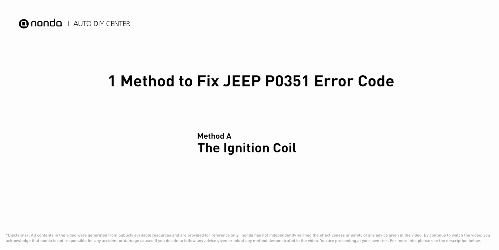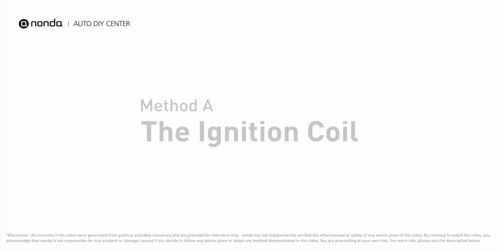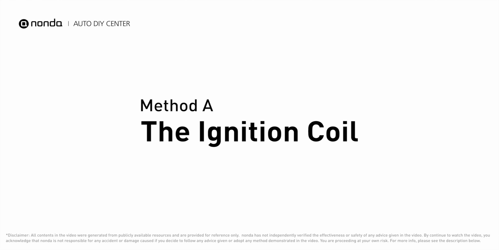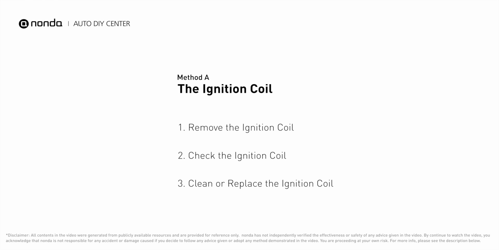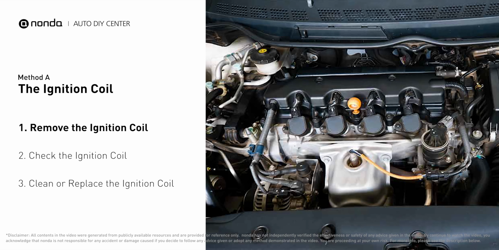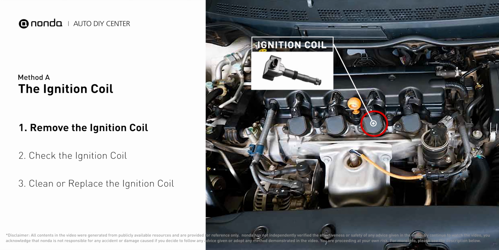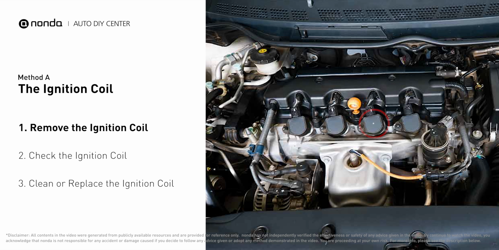Here is one of the most practical solutions to fix Jeep's P0351 error code. Method A, the ignition coil. The ignition coil is either physically connected to the spark plug with wires, or it sits on top of the spark plug without using wires.